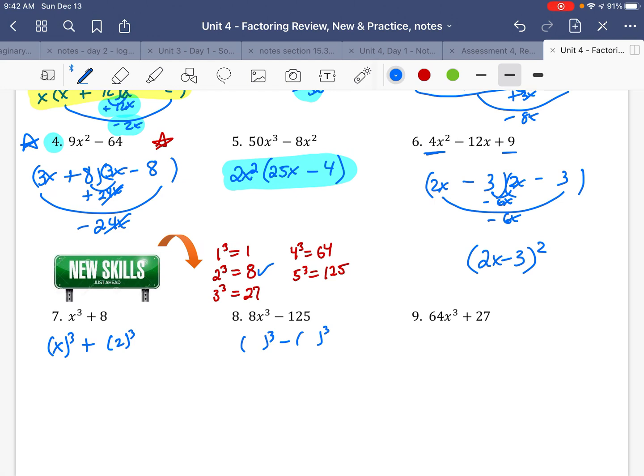8 is 2 times 2 times 2, so it's a 2, and I have an x. 125 is 5 times 5 times 5. Over here, what did I cube to get 64, x to the third? And what did I cube to get 27? So this would be 4. It's on our list right here, and x, and 27 is 3. So if you kind of piece it up like that, what we're going to do is take these two pieces, okay? So when we go to factor it, it has a special pattern.